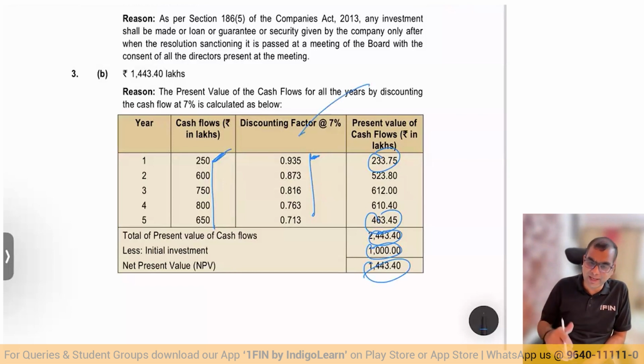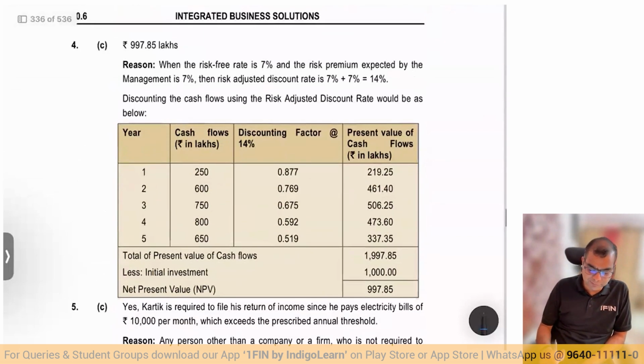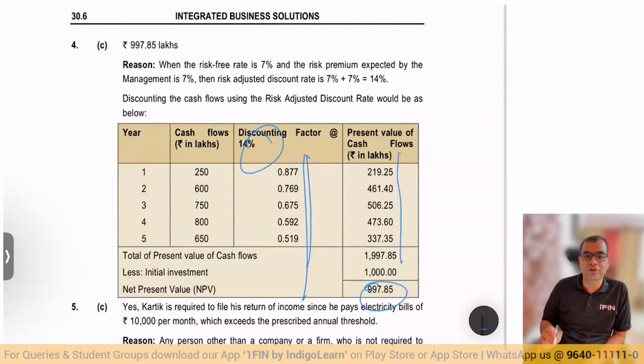At 14% will be higher or lower? Discount rate is higher, so the factor will be lower, so the present value will be lower. So it will be lower than 1443. How much will it be lower? It will be 997. Why? You take the same 14% discount rate, take present value factors, combine all present value of inflows, subtract the initial outflow of 10 crores, you will get 997.